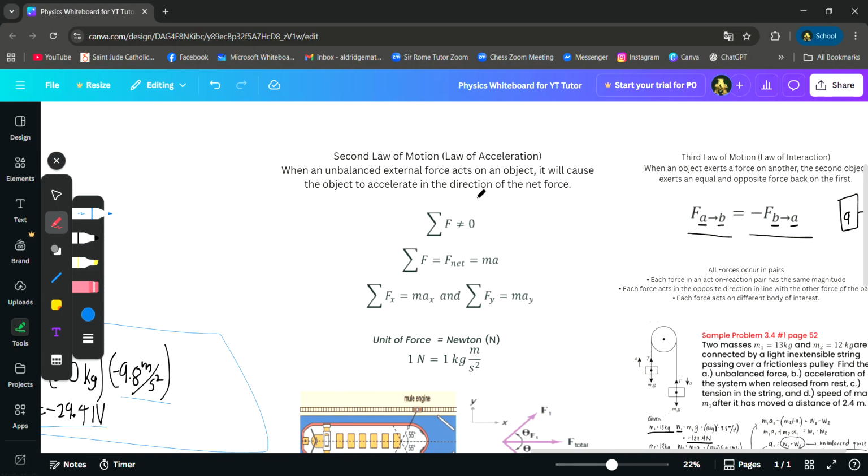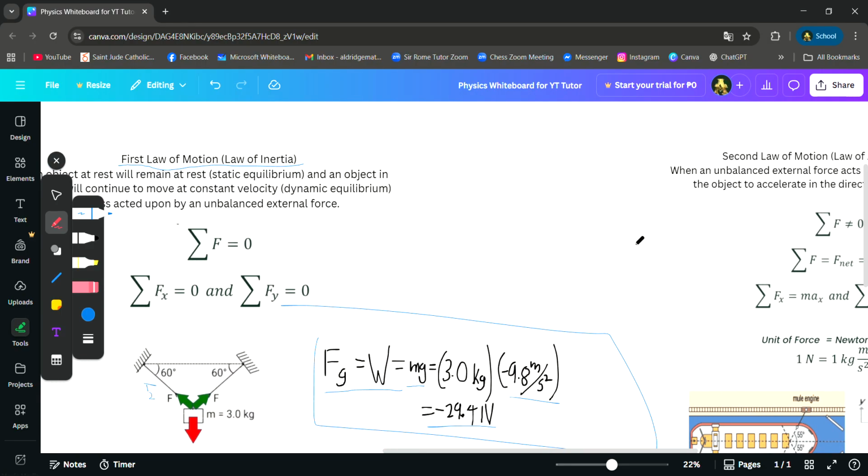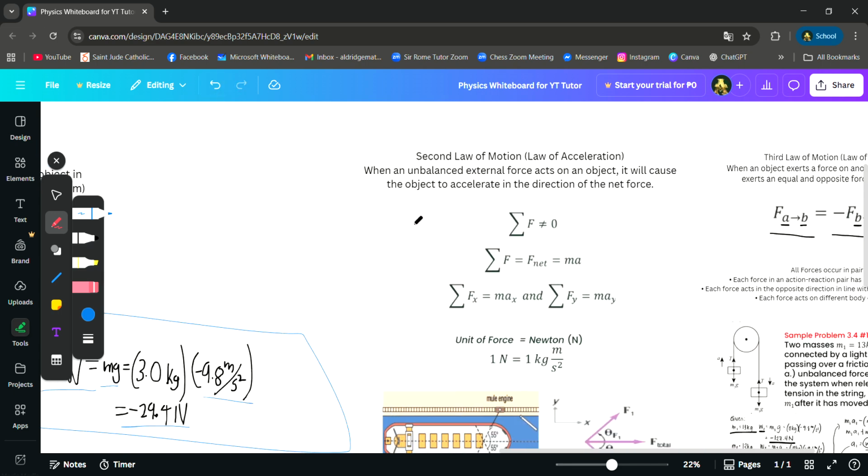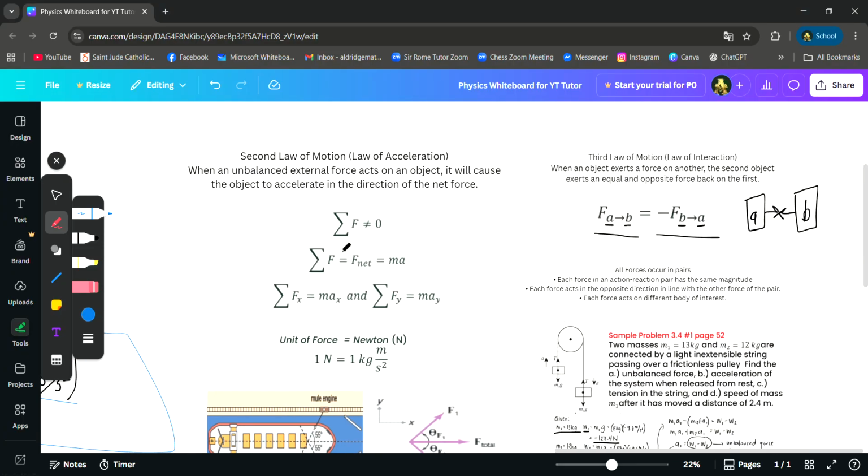Now the second law of motion, law of acceleration, is when it is not in equilibrium, when there is an unbalanced external force. So there's acceleration because of the force. So the summation of all forces does not equal 0, but equals mass times acceleration.